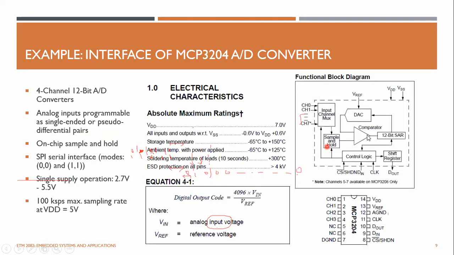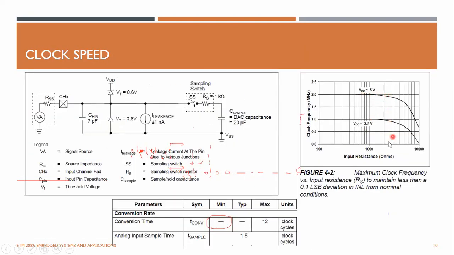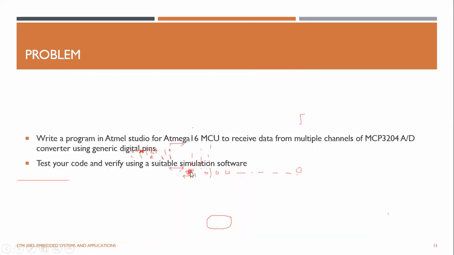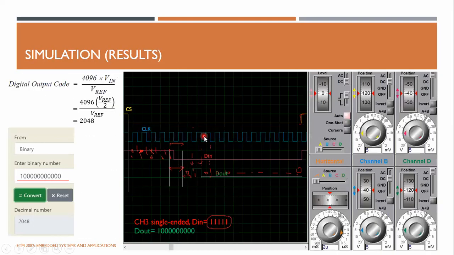In that case, I have to select my input supply as 5 volts. So for 5K, 2,000, 3,000, 4,000, and 5,000, I should use a clock frequency less than 1.6 megahertz. So I have used, I think, 500K as my clock frequency.